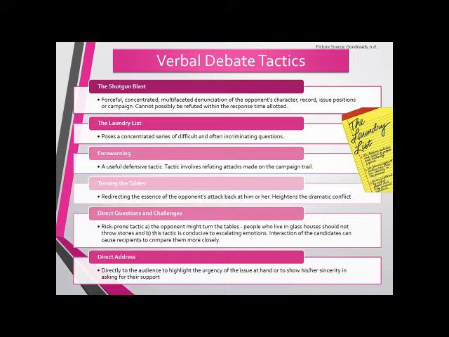Turning the tables. If somebody comes at you, maybe with a shotgun or maybe with a laundry list, just turn it around. Redirect the essence of the attack to the opponent. What I'm saying is, if your opponent says, what are you going to do for education? You could maybe counter with something like, well, at least I'm not going to stuff up the tertiary education sector by taking away the subsidies.